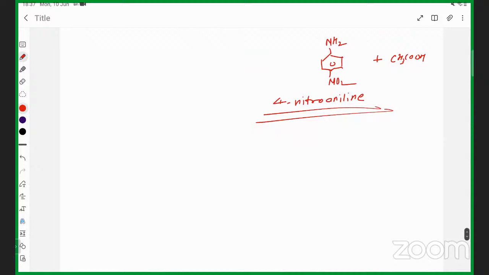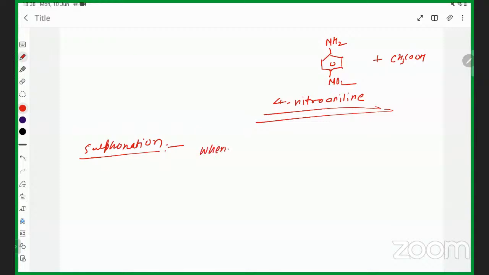So they will ask from you how you are performing also. Now we are going for the sulfonation. This is the sulfonation.